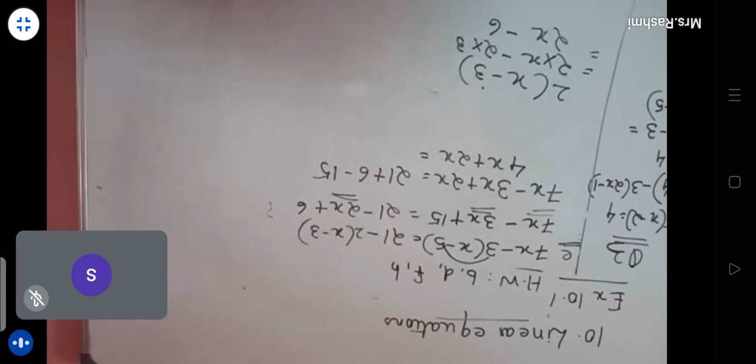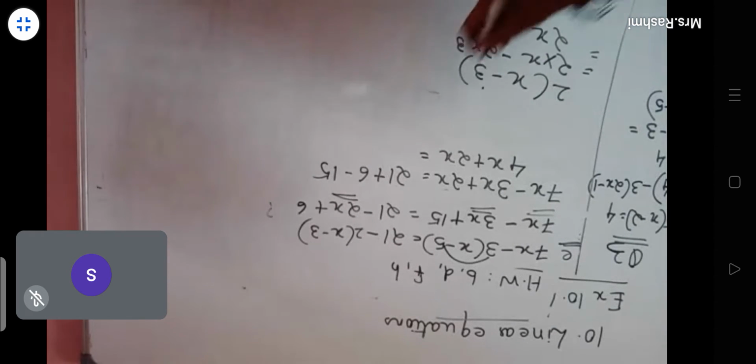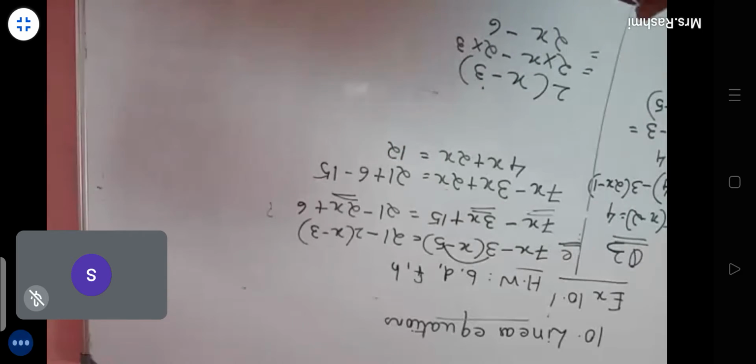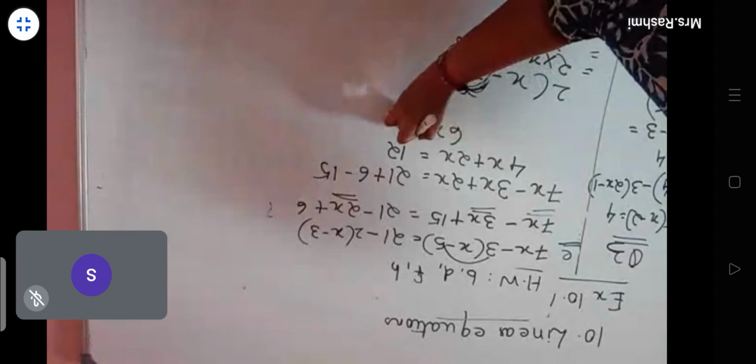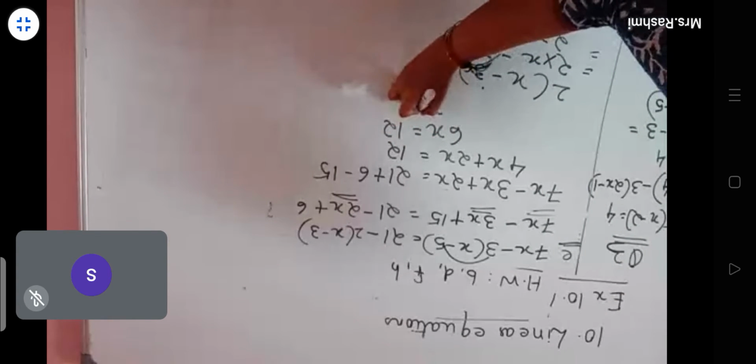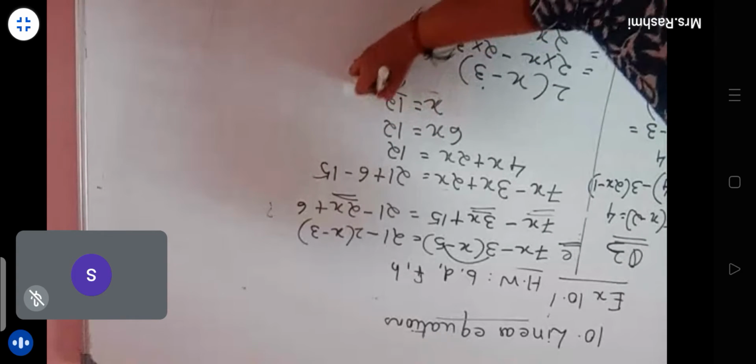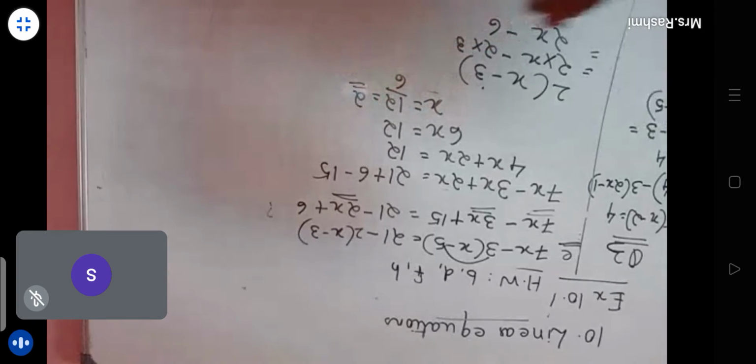27 minus 15, which is 12. Who's that making noises? x is equal to 12 upon 6, which is equal to 2. Anybody having any doubt will ask me now itself. Here you will write the reason: by transposition.